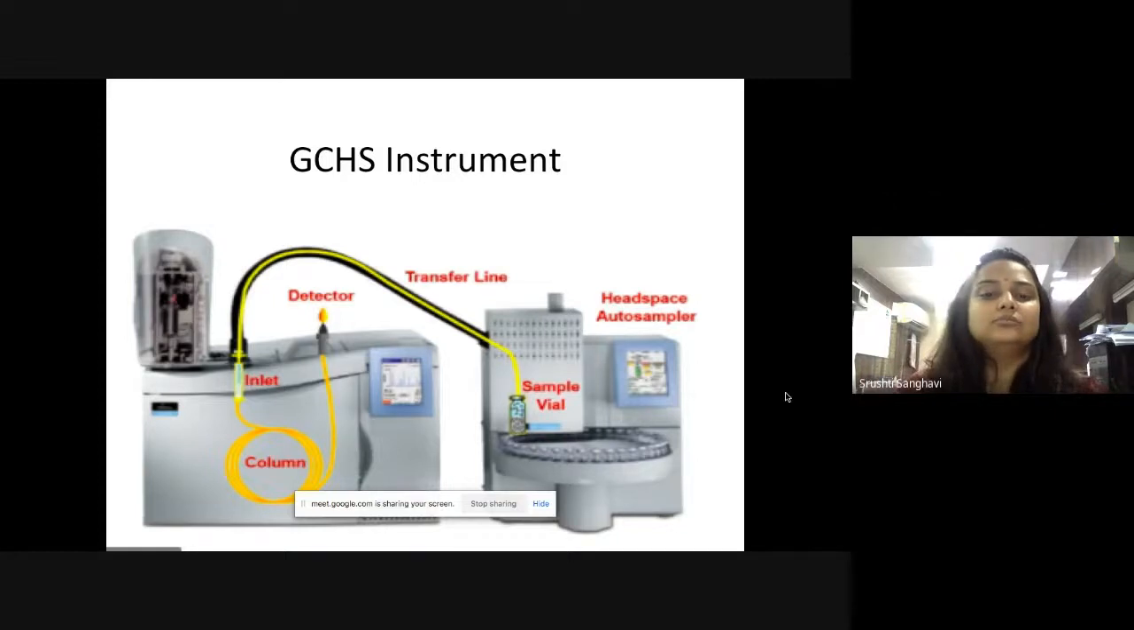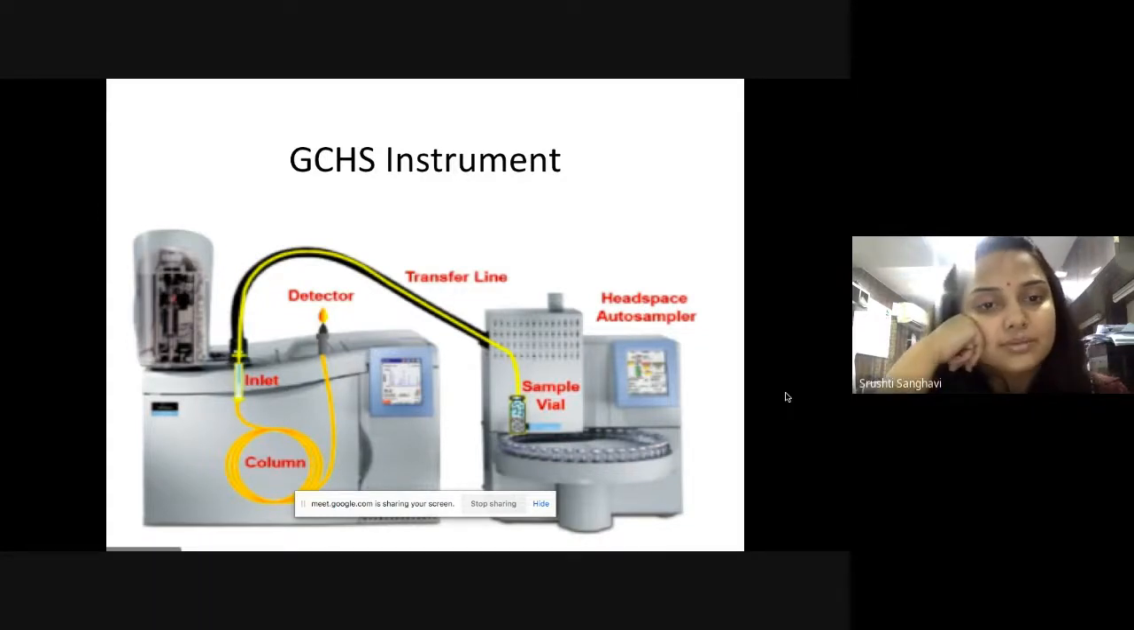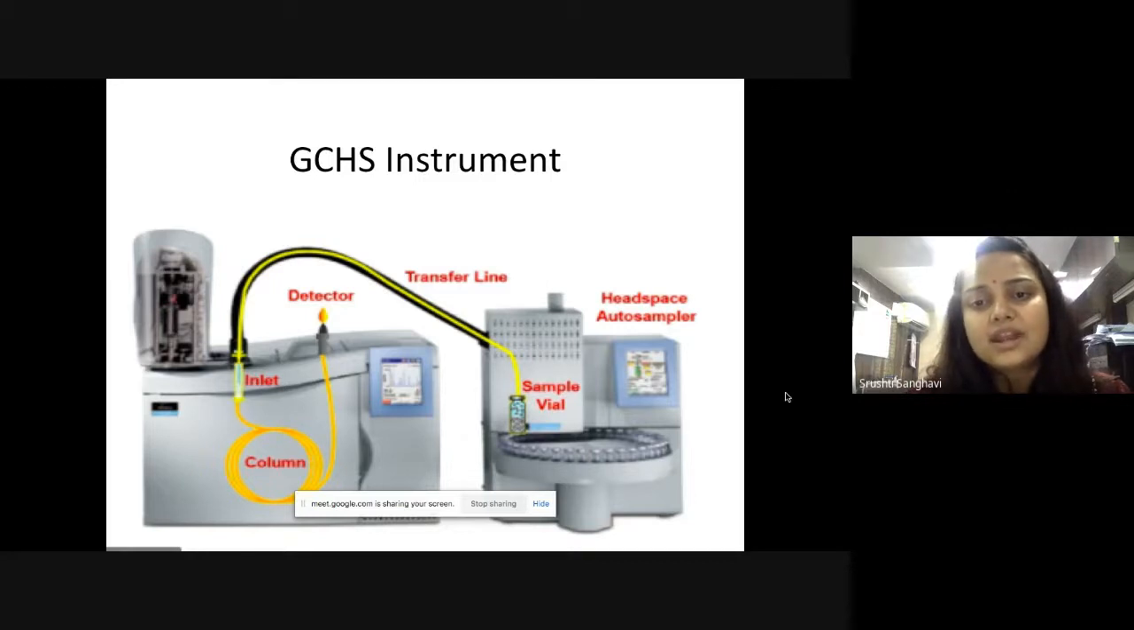On the left that you see, the entire unit is a GC instrument: the detector, the inlet. The top portion that you see on top of the system is the autosampler. Below it is this entire system, where the sample will go inside, the column is there, the detector is there. Now, the other piece of equipment that you see on the right is called a headspace autosampler.